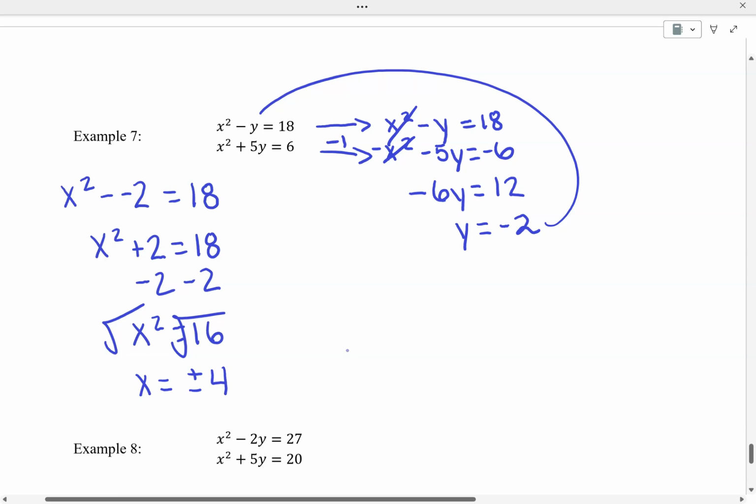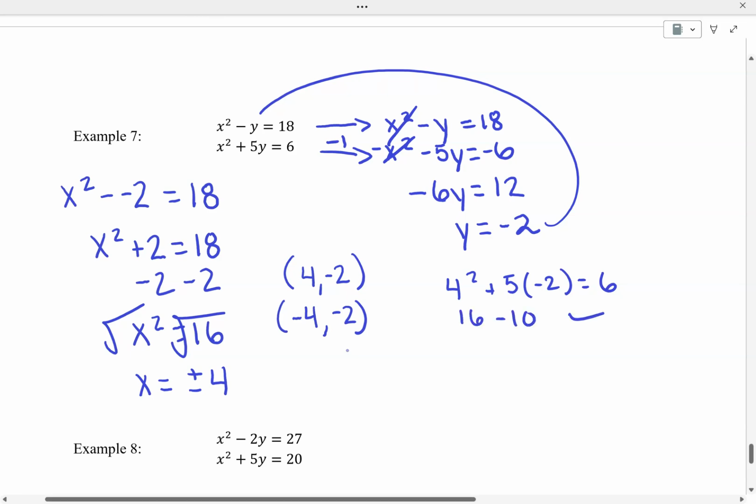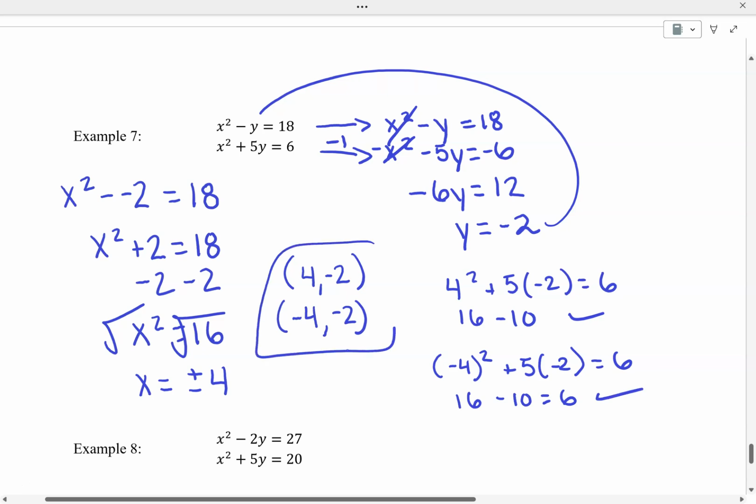So notice this one kind of went backwards. So that means we could have 4, negative 2, and we can have negative 4, negative 2. So let's check it in the bottom. So we would have to have 4 squared plus 5 times negative 2. Would that give us a 6? Well, 16 minus 10 sure does. And then if you think about that, when I plug in a negative 4, I am still going to get a positive 16 minus 10 equals 6. And so we got it. Okay.